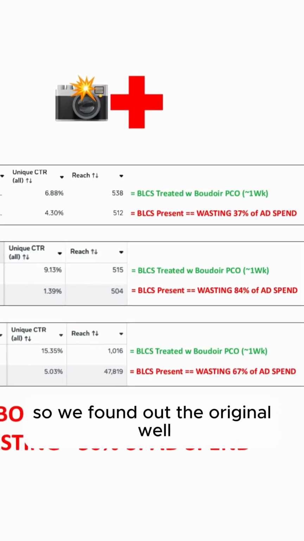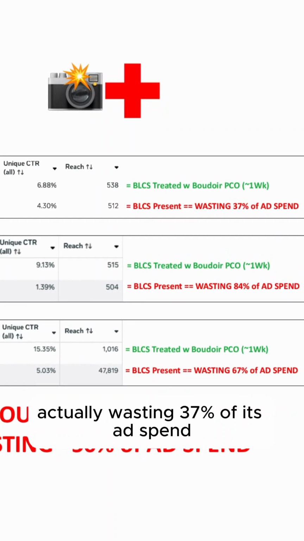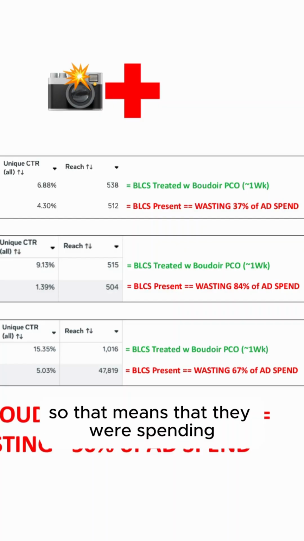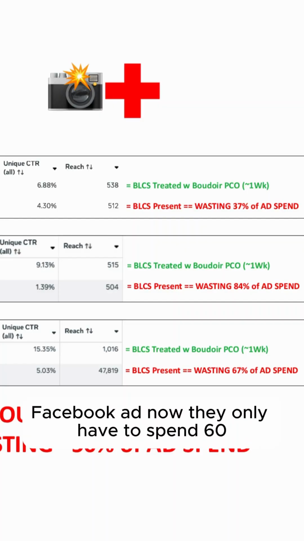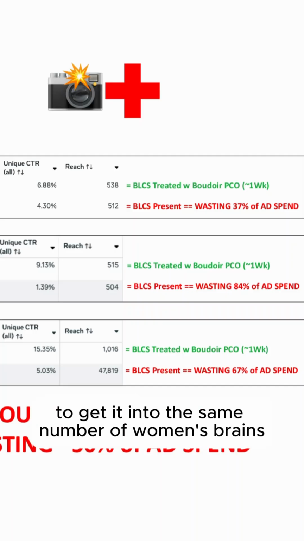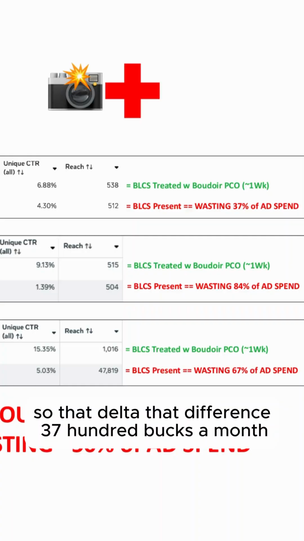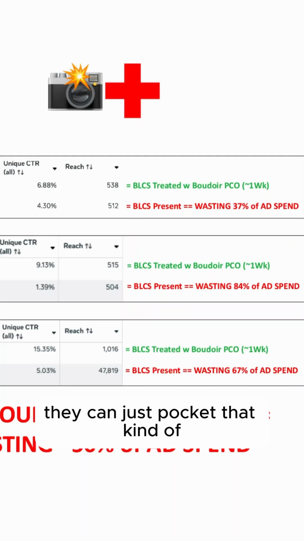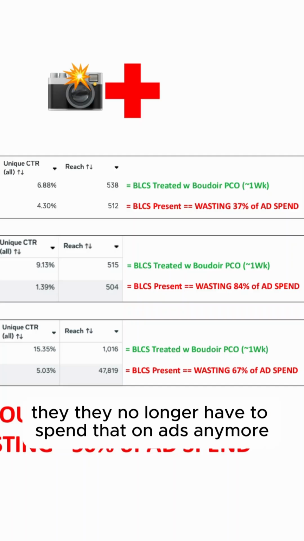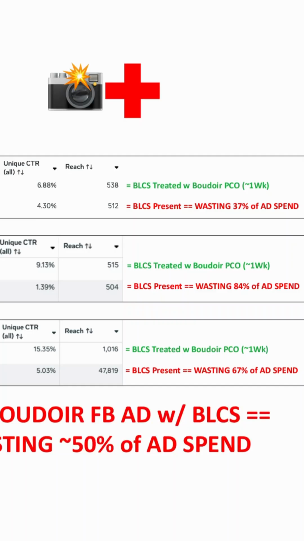So we discovered the original Boudoir Facebook ad was actually wasting 37% of the ad spend of what it could have been achieving. That means if they were to spend 10 grand a month on the original Boudoir Facebook ad, now they only have to spend $6,300 a month on the Boudoir Pico treated ad to get it into the same number of women's brains. So that difference, $3,700 a month, they can just pocket as a phantom bonus. They no longer have to spend that on ads, kind of like a Boudoir Pico bonus.